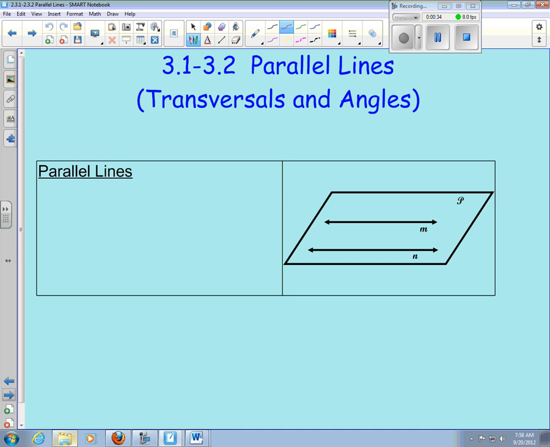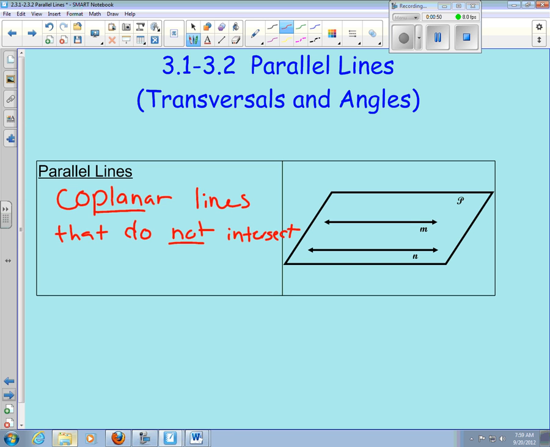Parallel lines are coplanar lines that do not intersect. Remember that coplanar means that they are on the same plane. Do not intersect. So if we look at the picture next to us, we could say that M is parallel, that new symbol for us, is parallel to N.